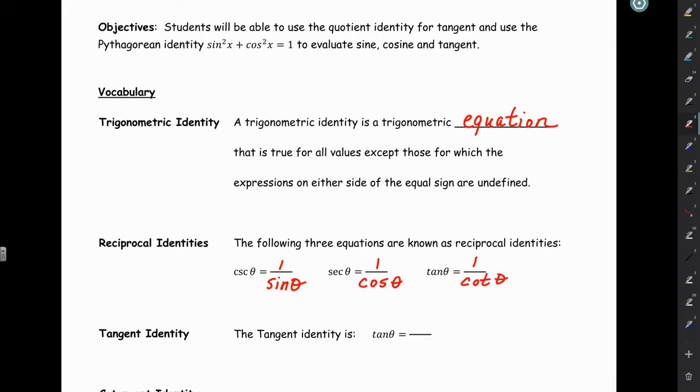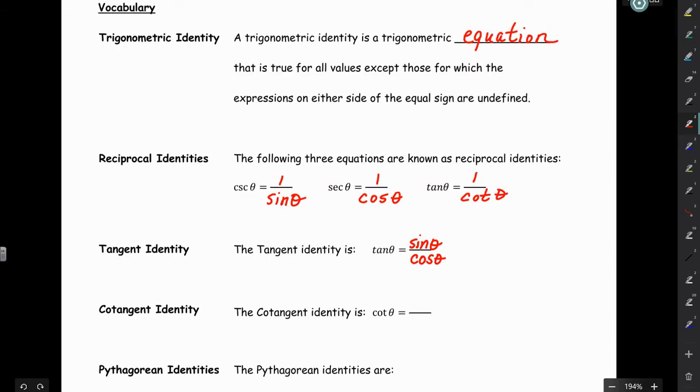The tangent identity is tangent of theta equal to the sine of theta over the cosine of theta. The cotangent identity is the cosine of theta over the sine of theta.